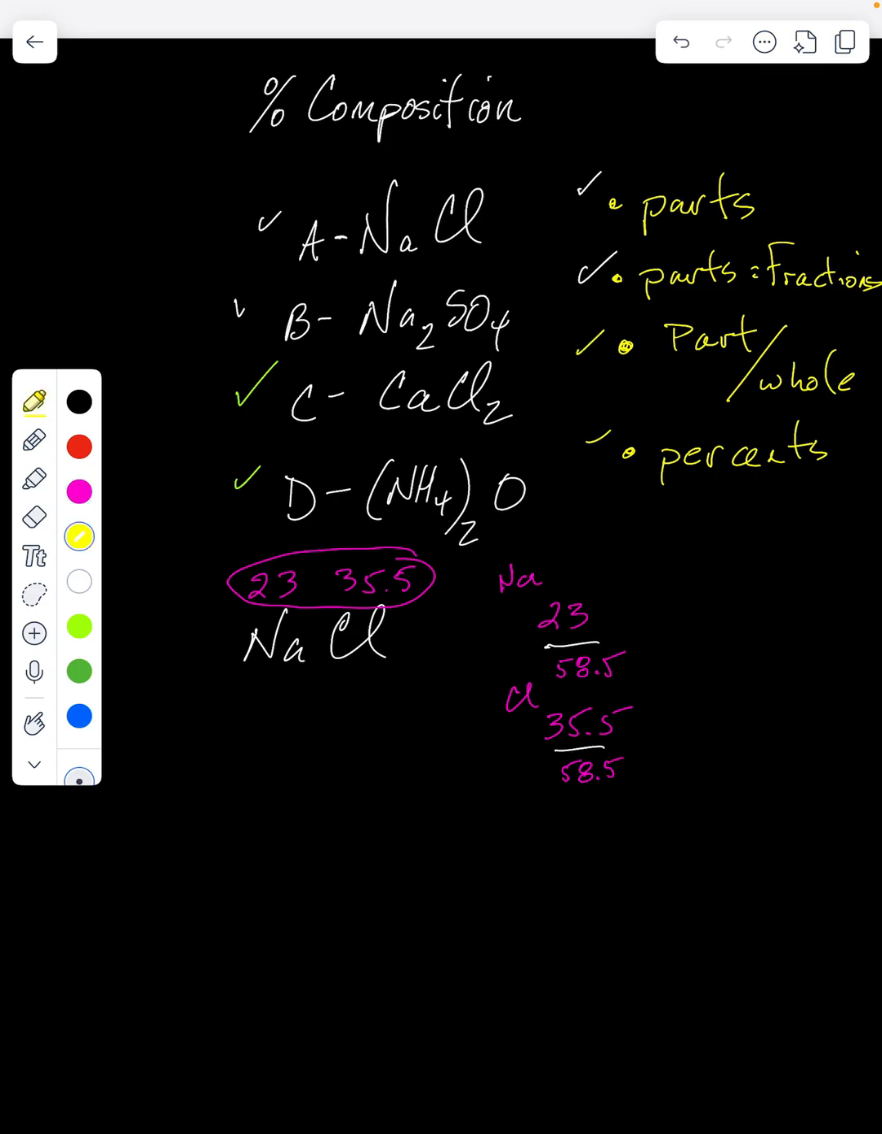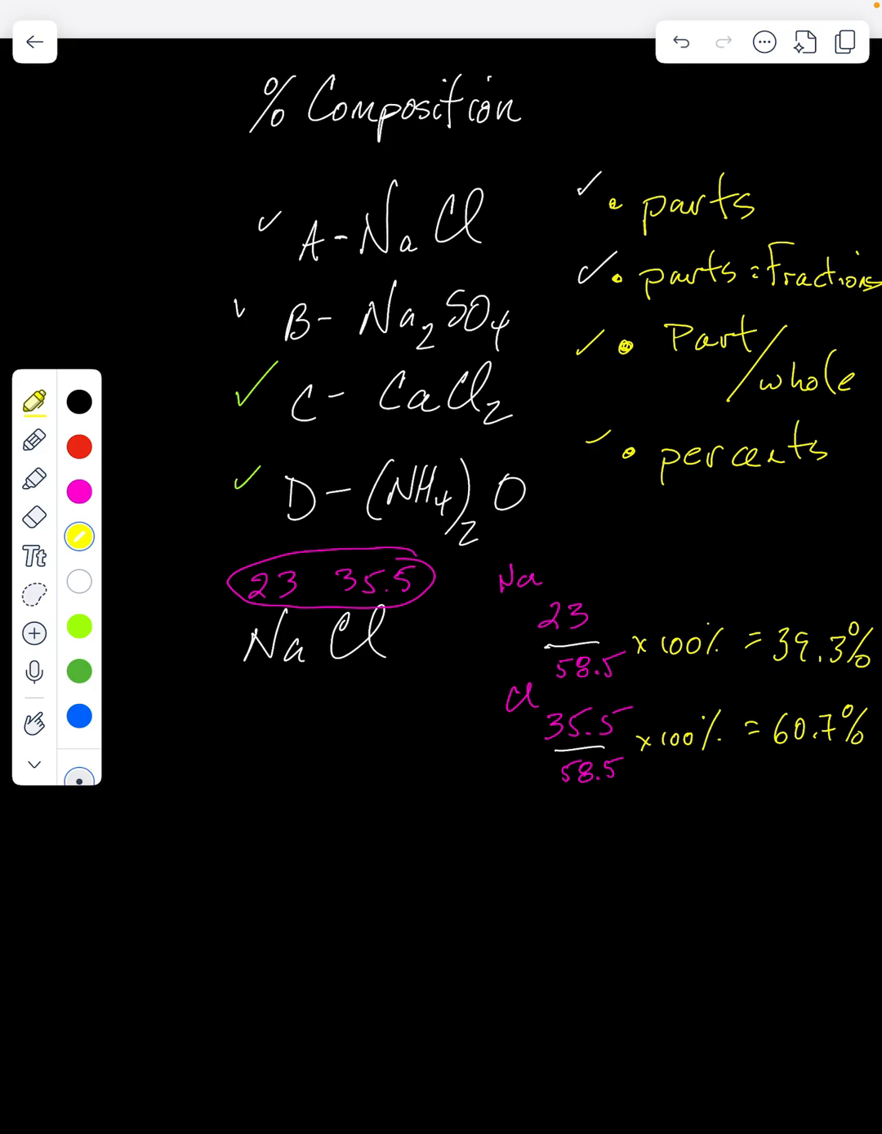Now we're going to do the percent. So times 100, and that'll be a percent, times 100, and that'll be a percent. When you do this, 23 divided by 58.5, and we move the decimal, that's going to be 39.3%. Okay, 35.5 divided by 58.5, and that's going to be 60.7%. Okay, hope that makes sense.